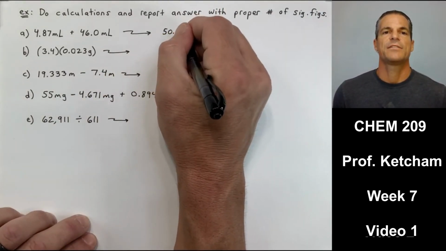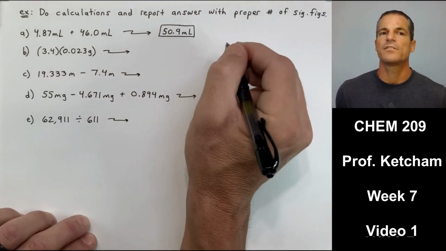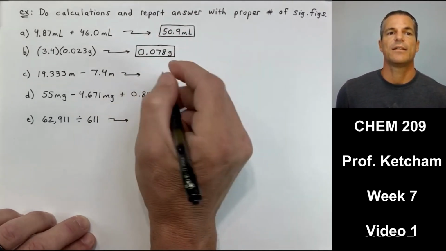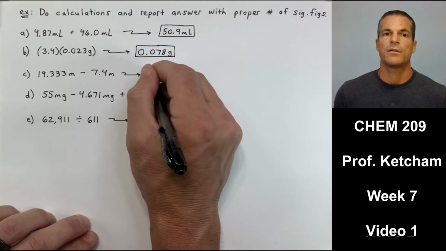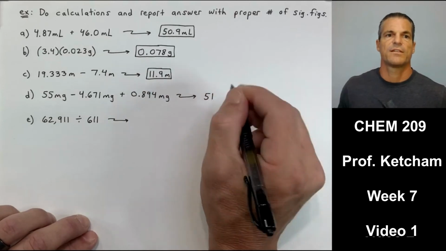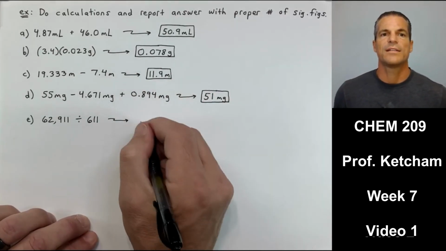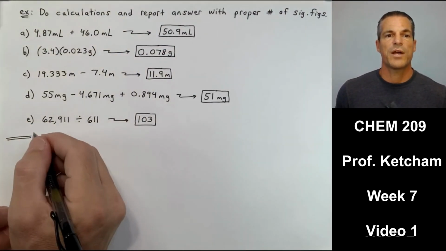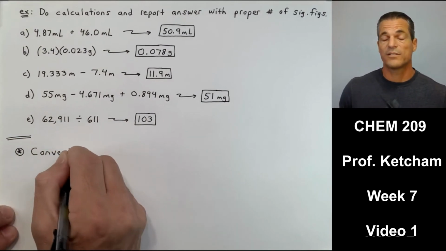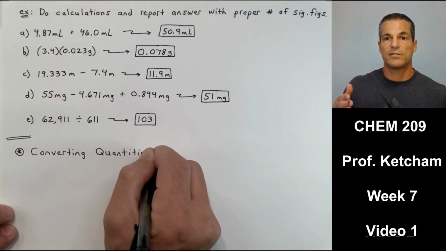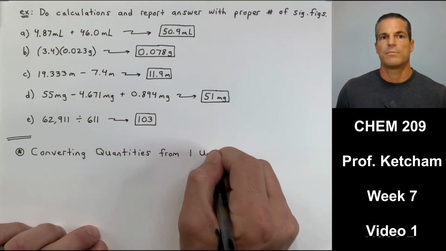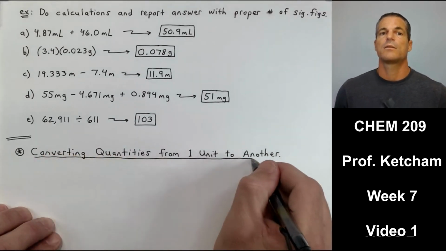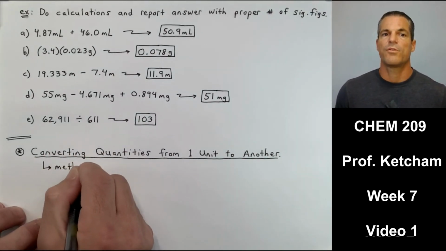So A, the answer is 50.9 milliliters because the furthest to the right I go for both is the tenths place. B, it's 2 sig figs times 2 sig figs, so my answer, 0.078 grams, 2 sig figs. C, well, I can only go as far as the tenths place, 11.9 meters. D, looks like I'm doing addition and subtraction, and I can only go as far to the right as the ones place, limited by 55. 55 doesn't even have a point, so the answer is 51 milligrams. E is division, so it's 5 sig figs divided by 3 sig figs. My answer must be 3 sig figs, 103.